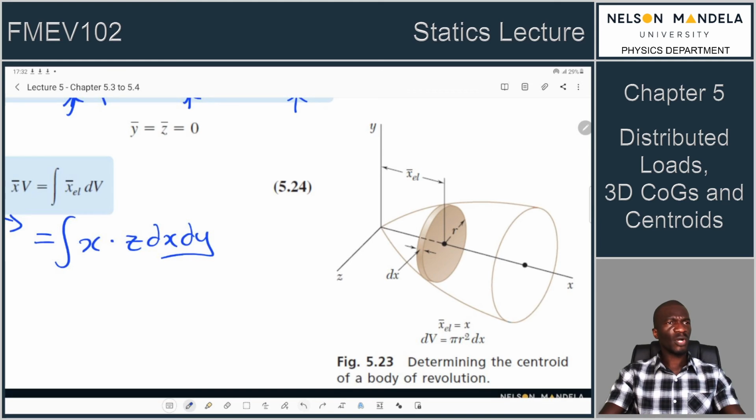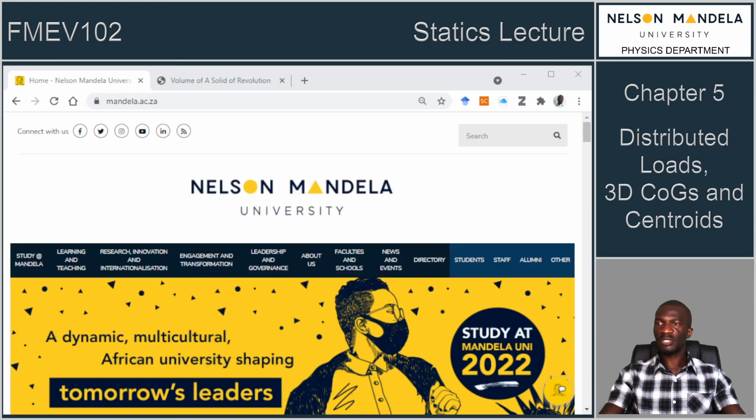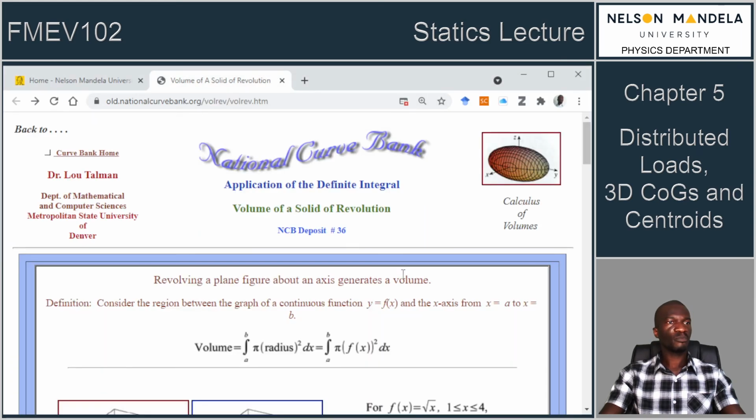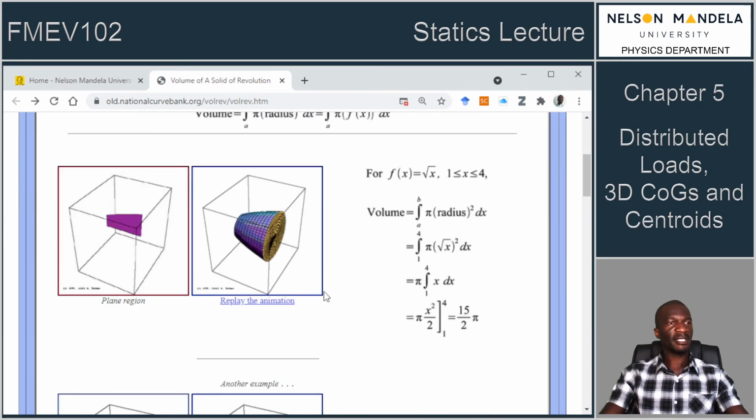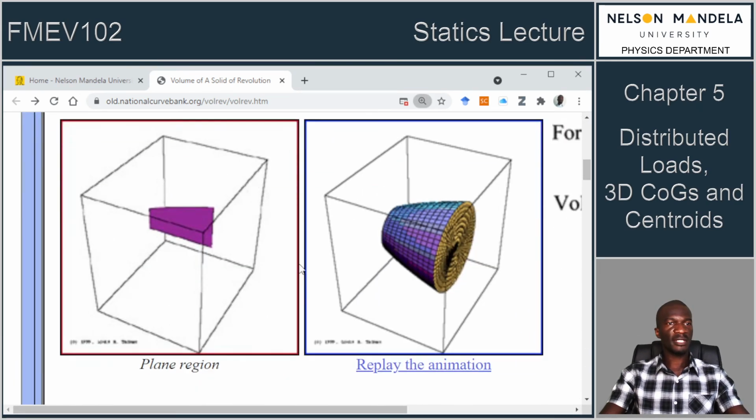So just for us to see something that may be relevant to this, I just want to pull out a graphic. Let me just see if that is going to work for just a moment. So in Chrome here, we'll show you something courtesy of Dr. Lou Talman, Department of Mathematical and Computer Sciences, Metropolitan State University of Denver. They have some interesting graphics here. I'll just explode this so that we can see.